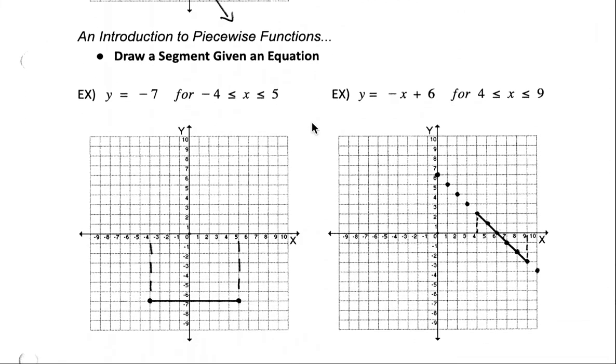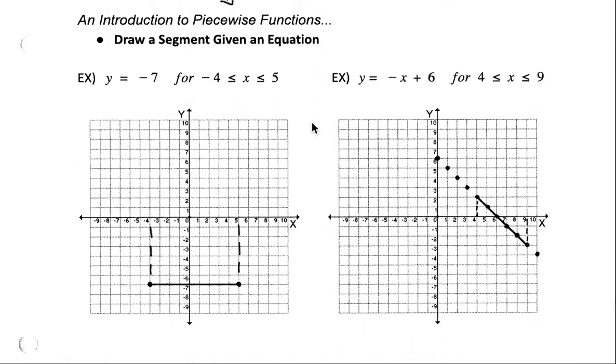One last thing, in order to do our assignment today, we want to be able to use segments rather than lines. In order to do that, we're going to use an inequality statement that's going to say that our line is only going to exist between two values on the x-axis. So for example, here we have y equals -7, which is a horizontal line going through -7. We only want to draw it, though, in between -4 and 5 on the x-axis.